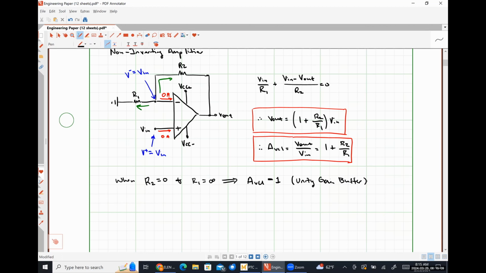A unity gain buffer is something that you're going to see used in a lot of instrumentation and control systems. Effectively, whenever you have a sensor that is providing your input signal or your control signal, you usually use a unity gain buffer such that the power that's sent along is provided by the supply rails of the op-amp circuit and doesn't have to be generated by the sensor itself.